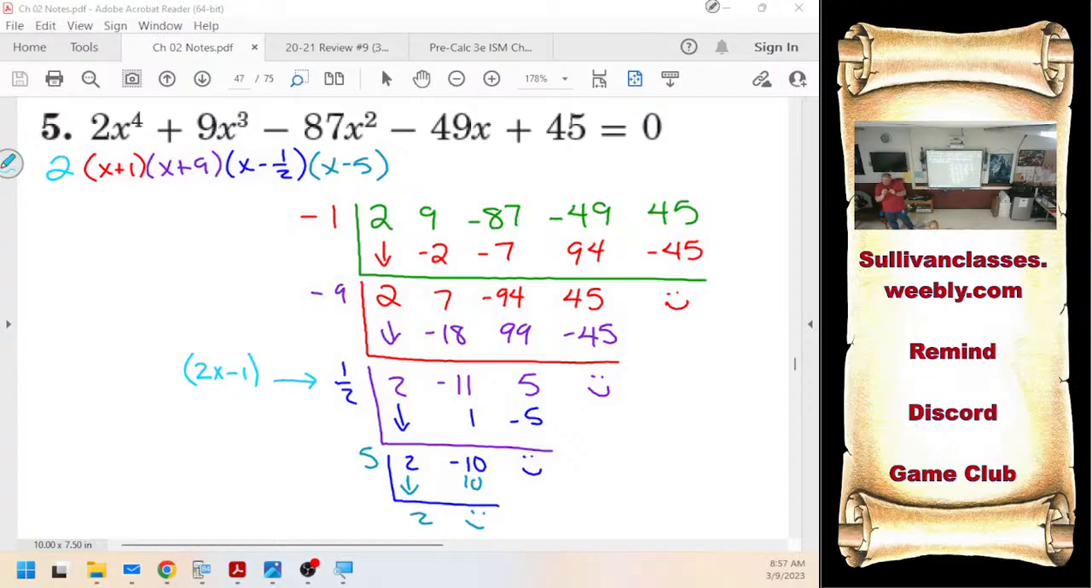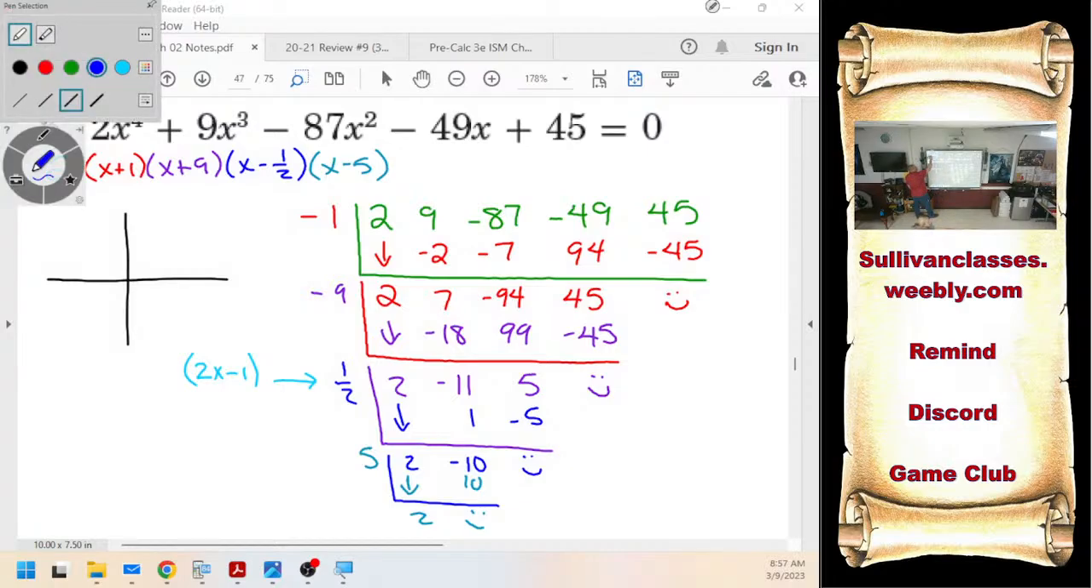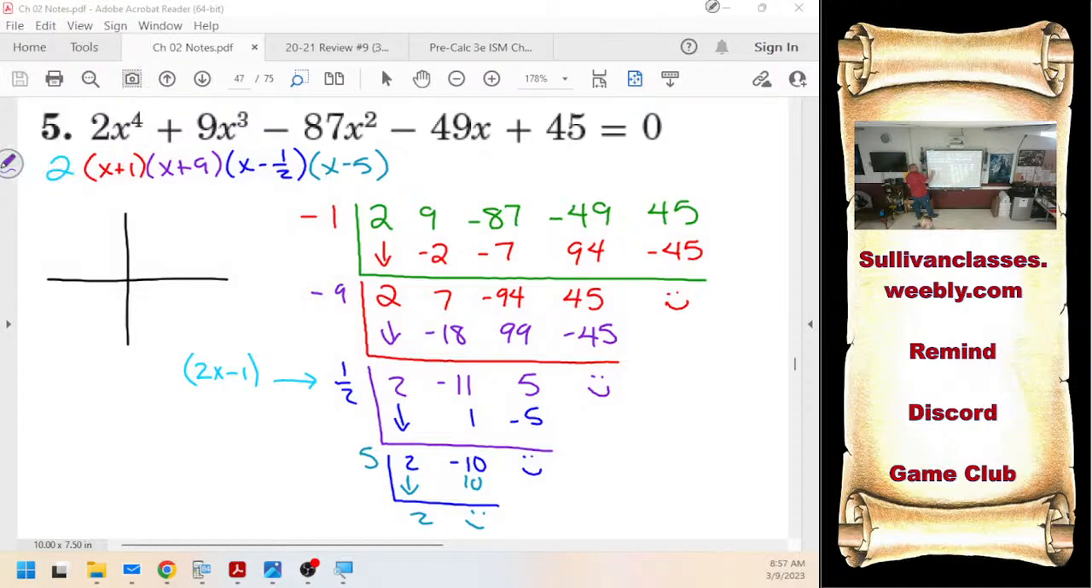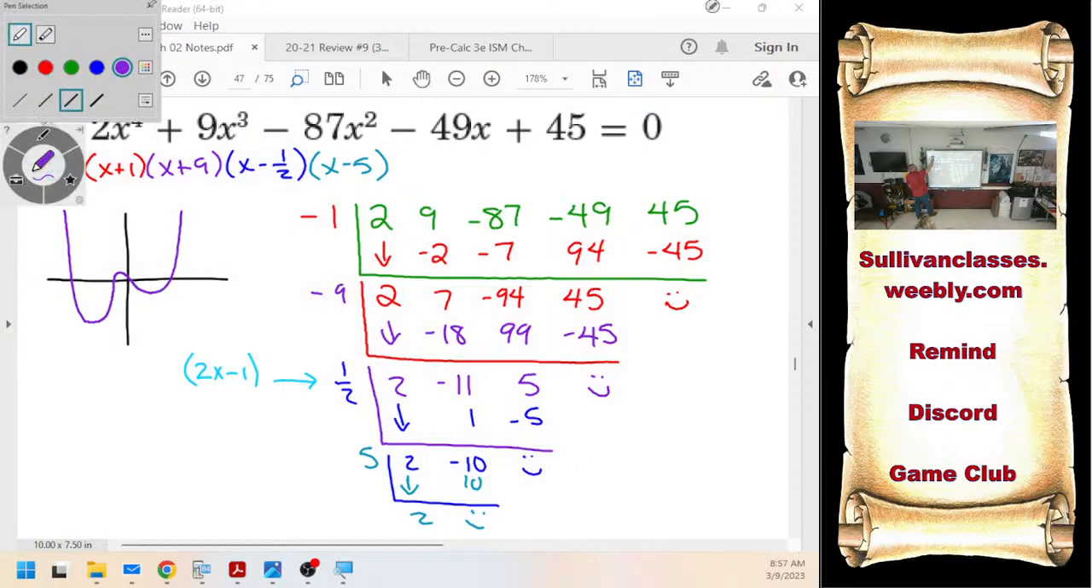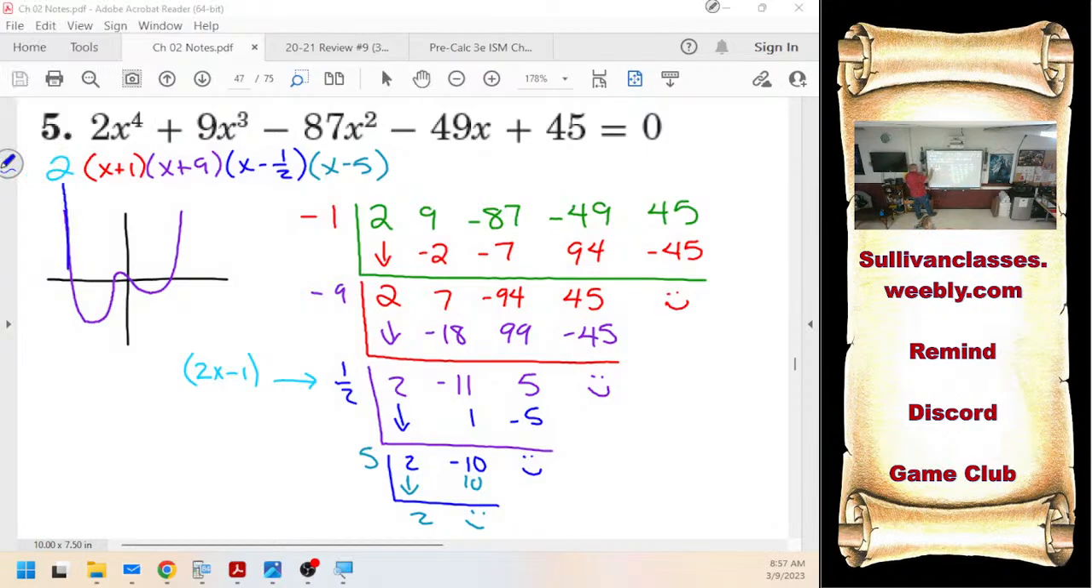It seems like semantics, but if you do or do not have that 2, what you're doing is changing kind of the amplitude of your polynomial. If I don't have that 2, then I'm going to have something like -9, -1, 1/2, 5. Versus if the 2 is there, I'm going to have -9, -1, 1/2, 5.